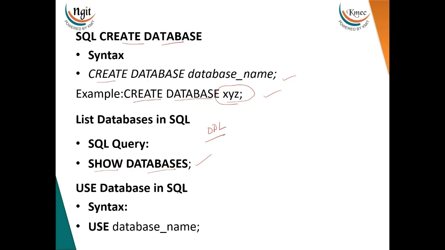Use database in SQL. The syntax we use is use, followed by the database name which you have already created. If I'm going to take this as a database name, then use XYZ semicolon. So thereby what happens, to switch to a specific database in SQL, we are going to use this use statement, or this use as a command, which is followed by the name of the database.